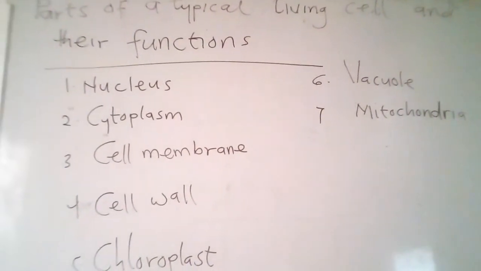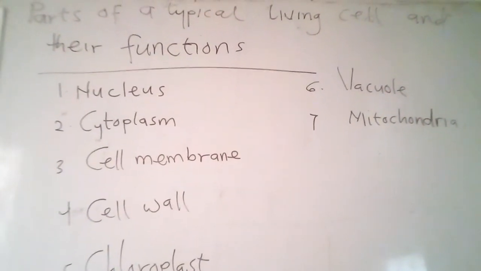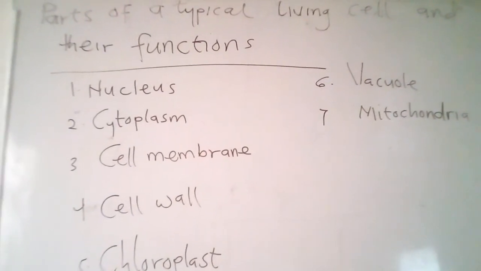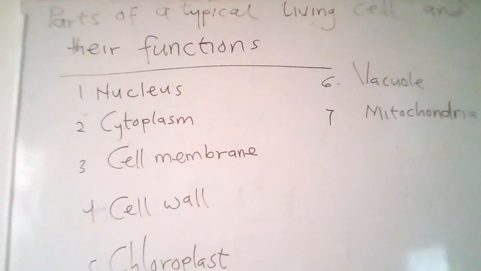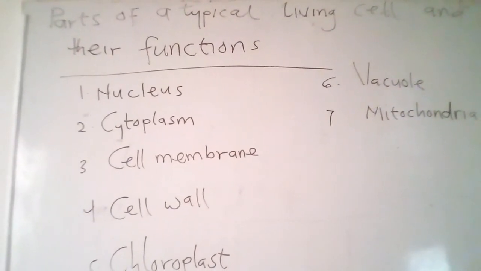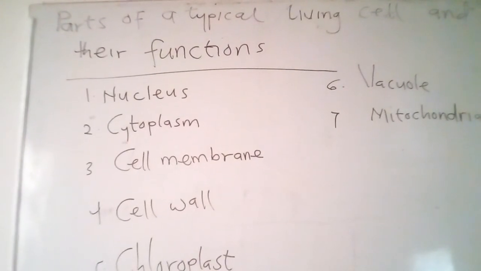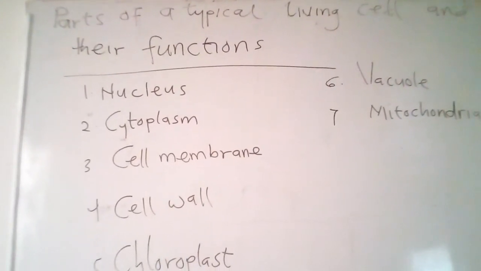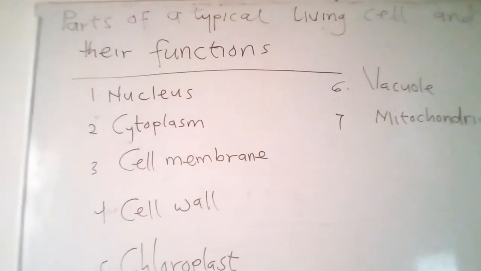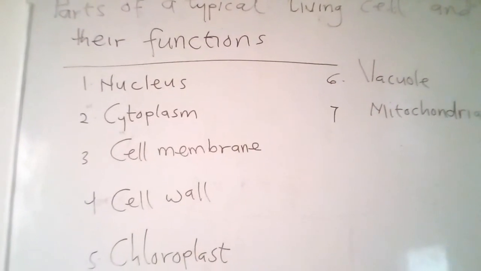Last but not the least, mitochondria. Mitochondria are organelles. We say mitochondrion when it's one, and we say mitochondria when it's two. Mitochondria are organelles in the cytoplasm. Mitochondria are membranous structures with their inner parts being folded inward to form layers. The main function of the mitochondria is to produce energy.